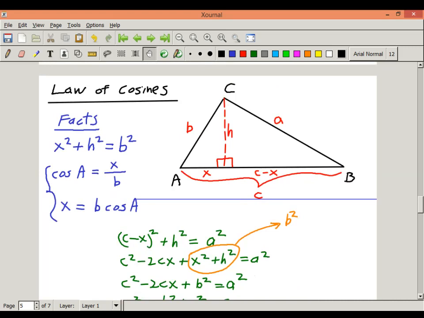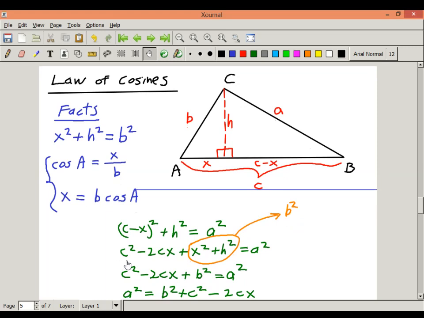Okay, now focus your attention on this triangle on the right here. It's a right triangle, so we can use the Pythagorean theorem on it. So c minus x, that's this leg right here, (c minus x) squared plus h squared, that's the other leg, equals a squared, the hypotenuse. So this first line here in green ink is the Pythagorean theorem applied to this triangle on the right.